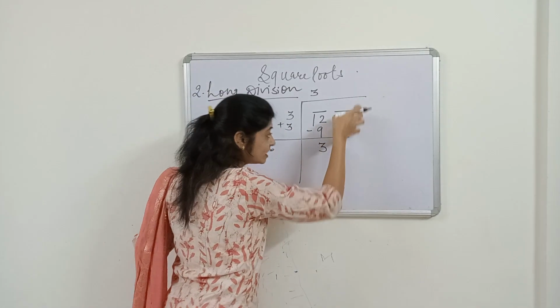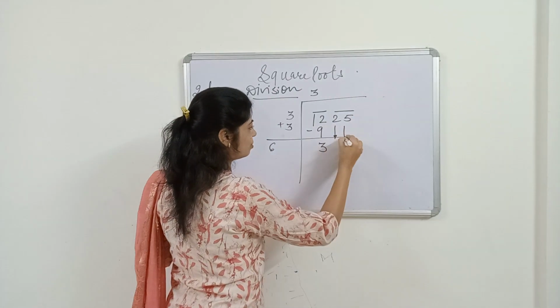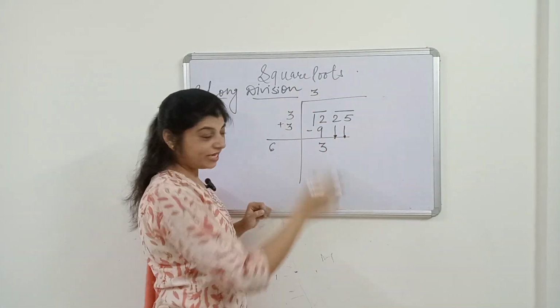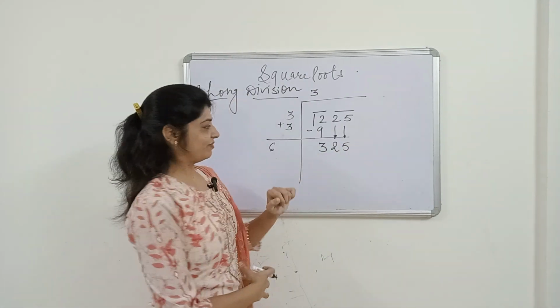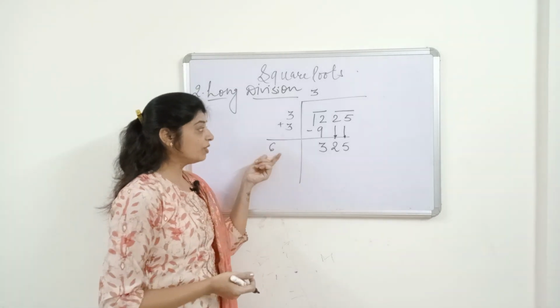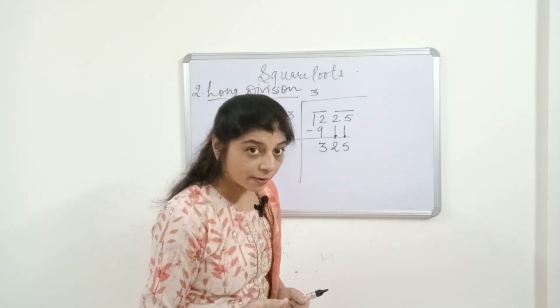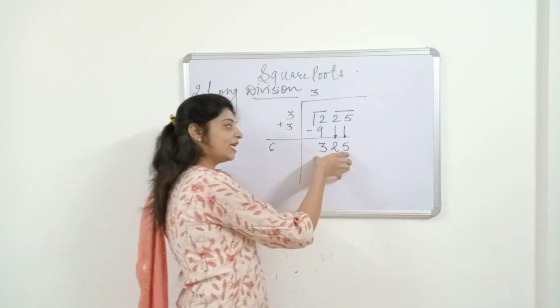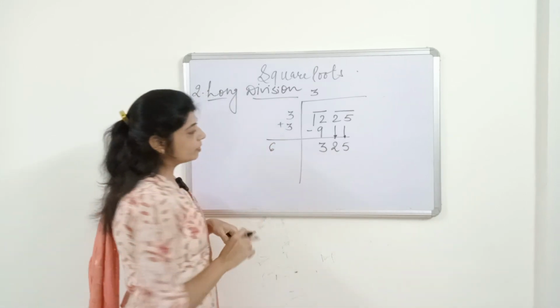And now you have to take this complete pair down, 25. Not 2, not 5 alone. Complete 25. This has now become 325. But now what you have to do is, in front of 6, when you write some number, that number should be exactly this number or lesser than this. You have to keep on checking.